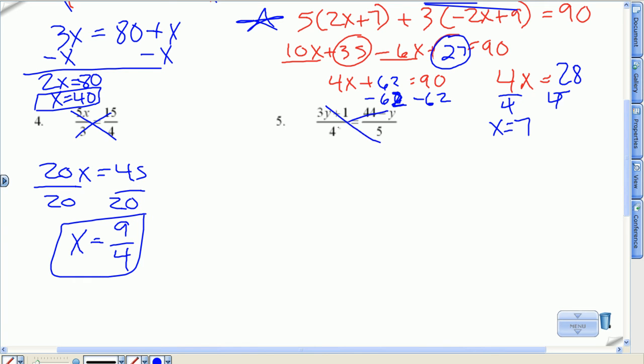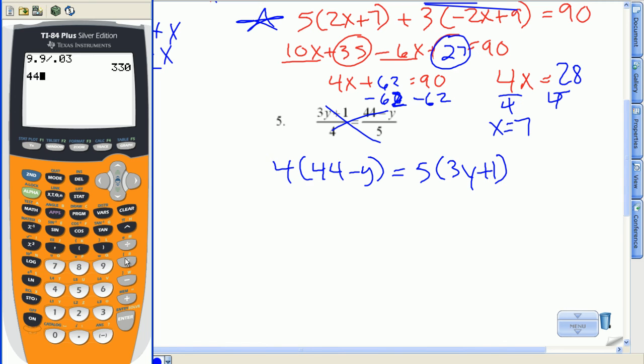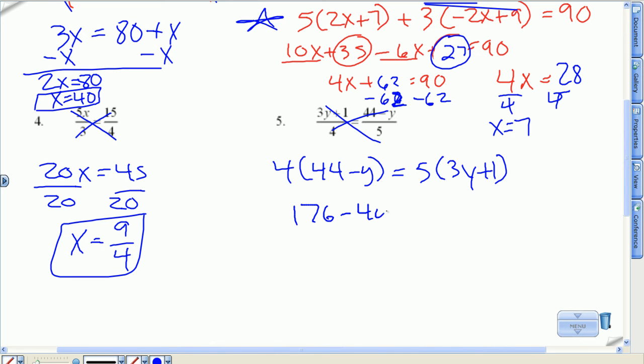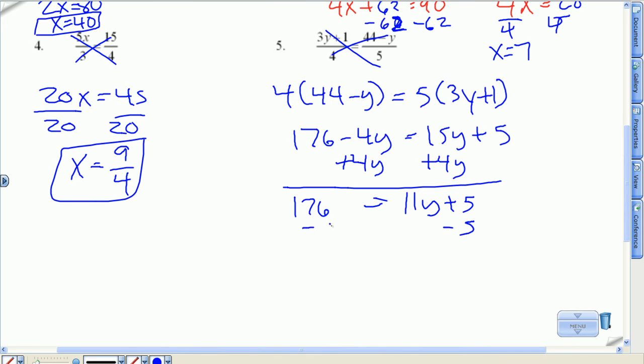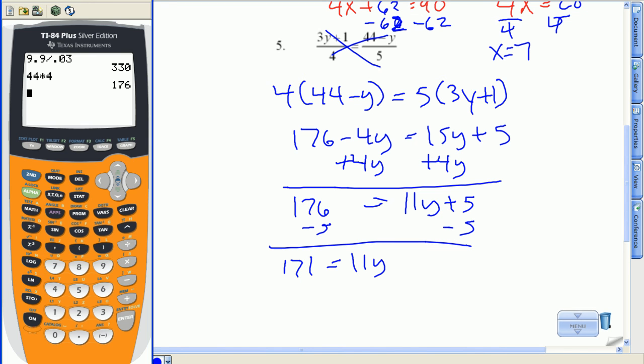We're going to cross multiply over here. We get 4 times 44 minus y. We get 5 times 3y plus 1. This is, well, I'm going to bust out the calculator on this. I don't want to waste your time watching me try to work it out on the side. 176. So 176 minus 4y is equal to 15y plus 5 when we distribute. We're going to add 4y. Remember the rule is move the smallest variable thing first. So 176 is equal to 11y plus 5. And subtract 5. 171 is equal to 11y. And then we do 171 divided by 11.